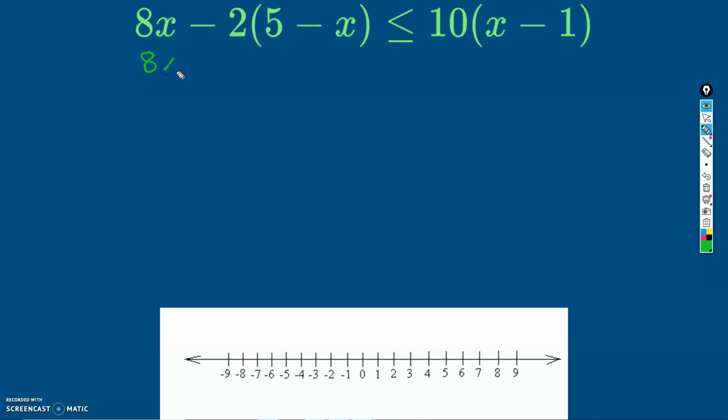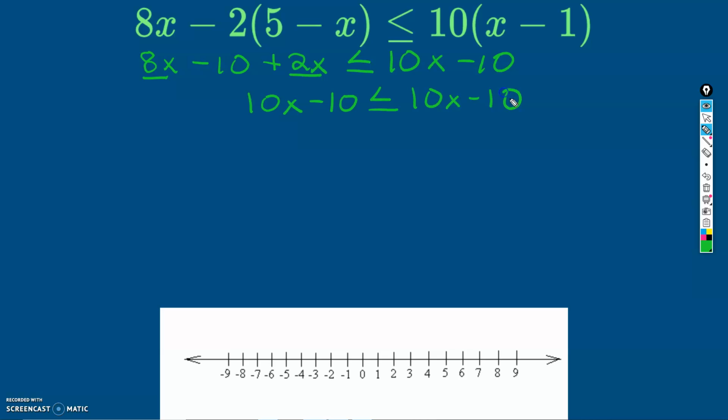So 8x, negative 2, positive 5, that's going to be a minus 10. Negative 2 times negative x, so I'm just distributing, that's going to be positive 2x, right? Negative times a negative is a positive. Less than or equal to 10, I'm distributing 10 times x is 10x, 10 times negative 1 is negative 10. Alright, let's combine some like terms. I have an 8x here, and I have a positive 2x here, so that's going to give me a 10x, and then the minus 10. Less than or equal to 10x minus 10.